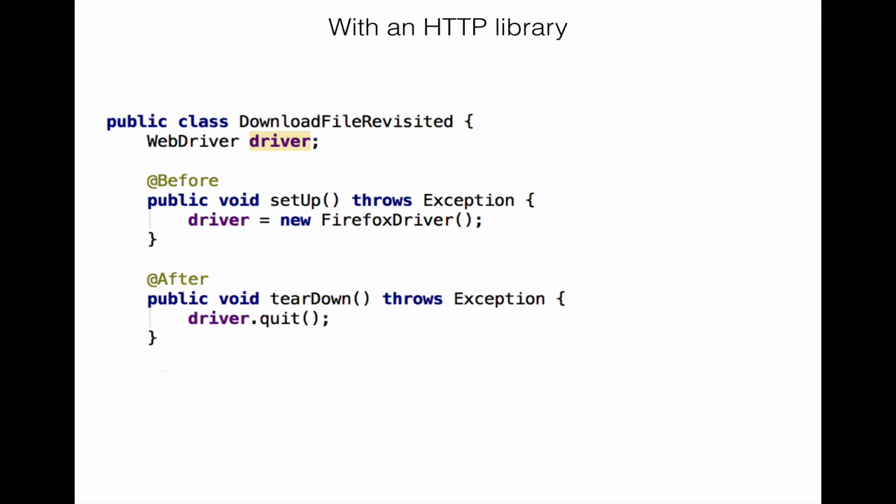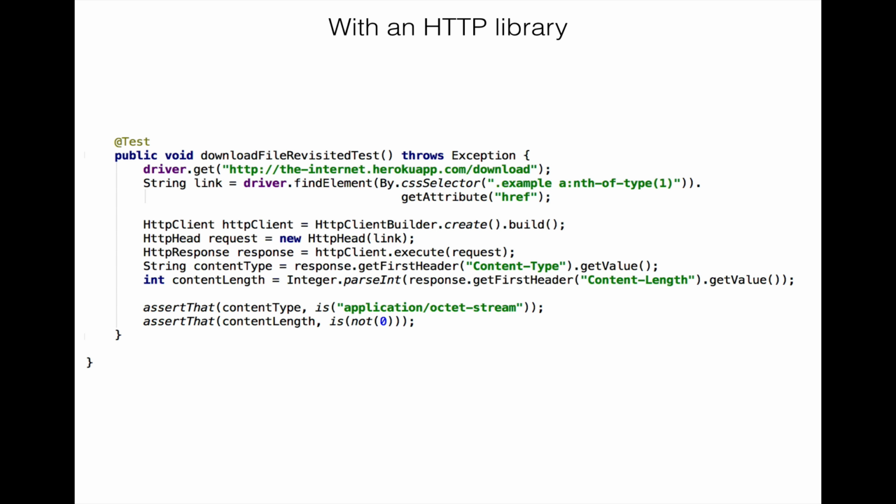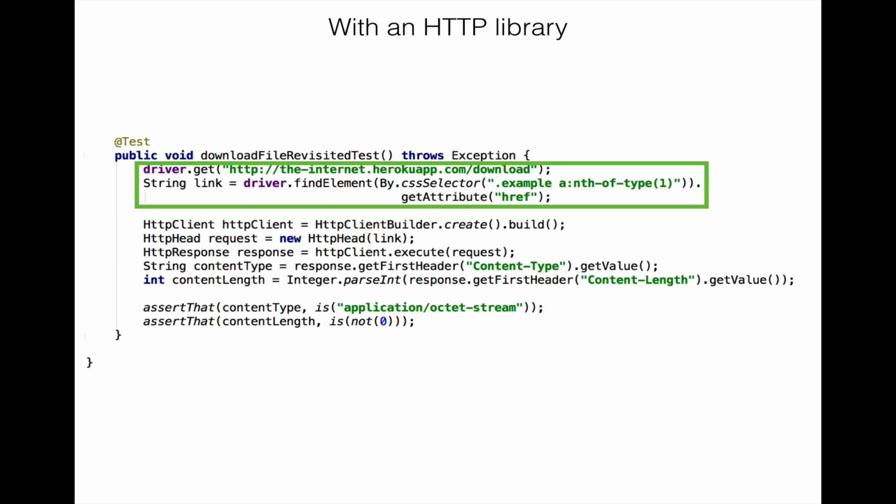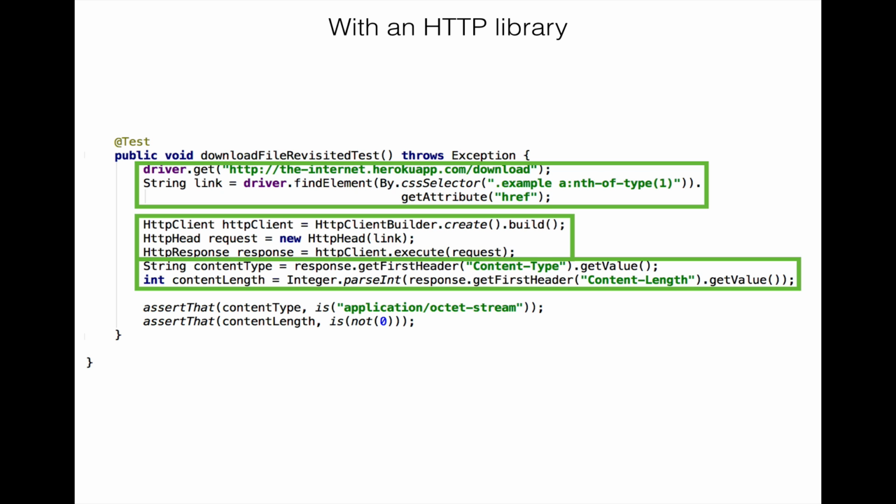So that's that. The better approach when you have this option is just using an HTTP library. Setup is pretty straightforward. Just give me a browser, quit when I'm done, and then the actual test is where we're calling the HTTP library. So visit the page, and then we get the URL that we want to download. So that's the URL of the file. That's what gets returned. And then we create an instance of the HTTP library and execute a request against that URL. And then we get the header back of the content type. We get its value, and then we also get the content length back. And then we assert that the content type is the MIME type that we expect, and that the length is not 0.